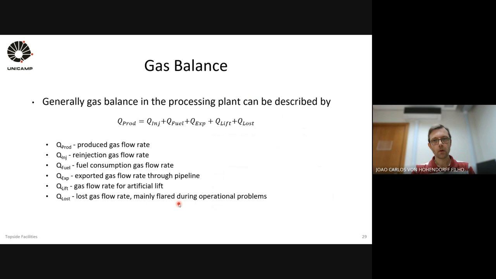It is another interesting point behind topside facilities, especially from FPSOs, the gas balance in the processing plant. Generally, the gas balance is related to this equation. The produced gas, and not only the produced gas from the reservoir but from the whole system, is equal to the injection gas rate, the fuel consumption from an electrical system, the exported gas flow rate, gas for artificial lift, and lost gas, mainly for flaring, okay, in the system.